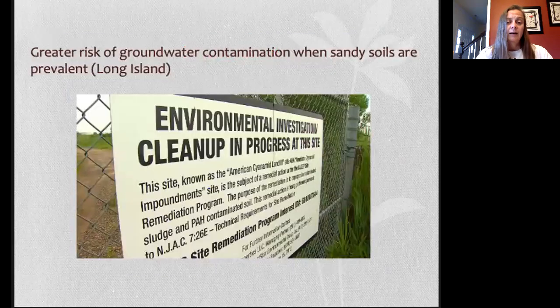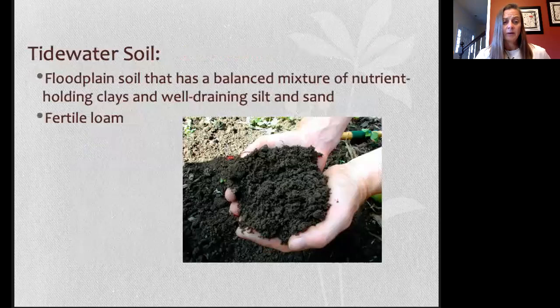Soils that have high levels of sand or that are very sandy soils have much greater risk of groundwater contamination because any chemicals are able to percolate through the soil. So let's talk just a little bit about our soil. Because we are in a floodplain, Tidewater has a nice mixture of these nice nutrient holding clays with the silt and sand that drain well. And so we have what is considered a fertile loam type of soil.